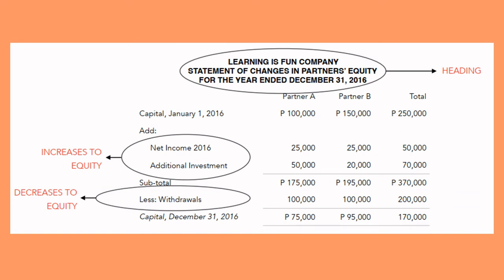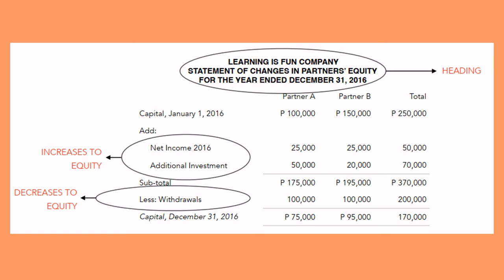This is what an SCE of a partnership looks like. So, kagaya sa example kanina sa sole proprietorship, may tatlong parts din ang SCE ng partnership. So, una ang heading, next ay increases to equity, and next ay decreases to equity. Pero there are differences. So, ito yung mga pagkakaiba ng sole proprietorship and partnership SCE.